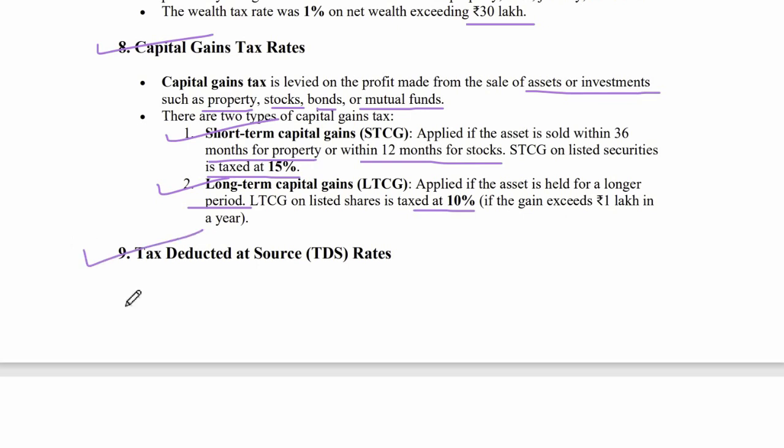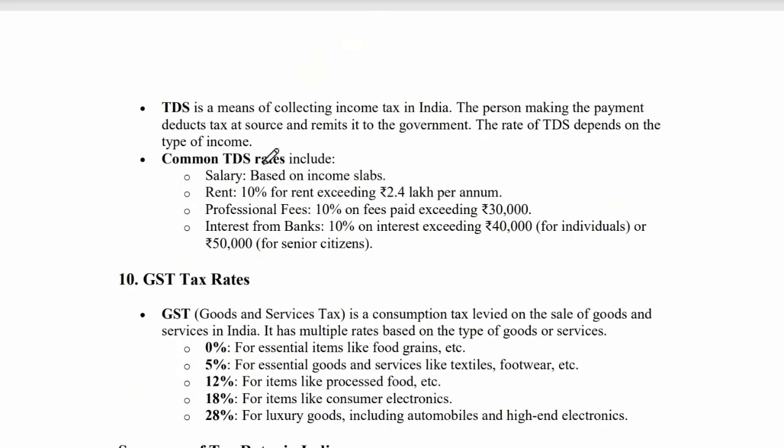TDS, tax deducted at source. TDS is a means of collecting income tax in India. Understand that the person who is making the payment deducts the tax at the source before giving the money and remits it to the government.